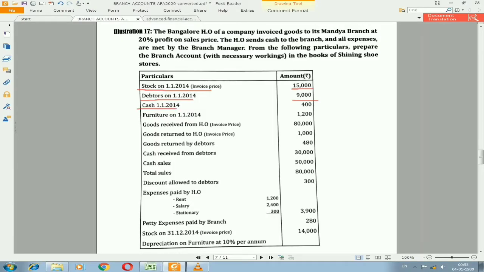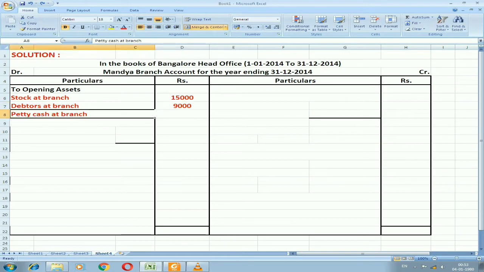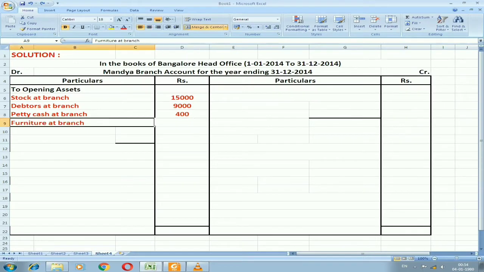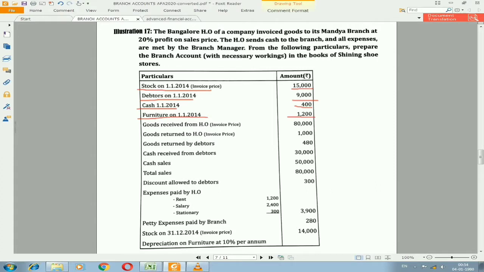Then we have cash with the amount of rupees 400, which is on the opening day. Cash at branch or petty cash at branch 400. Then we have furniture on 1/1/2014 with the amount of rupees 1,200. Furniture at branch amount of rupees 1,200. Apart from these opening assets, we don't have any opening assets on the date of 1/1/2014, as you can see here.